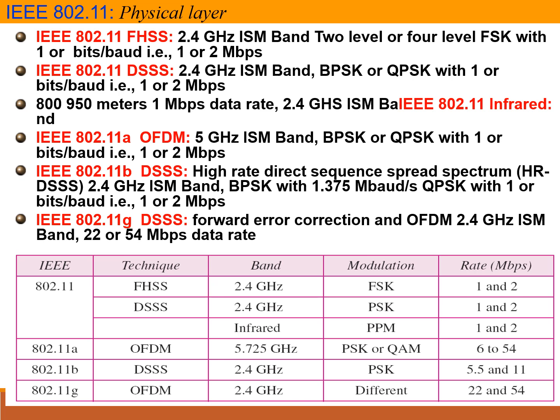For 802.11a we use OFDM in the 5.725 GHz band with PSK or QAM, at 6 to 54 Mbps. Then for 802.11g, the OFDM technique is used in the 2.4 GHz band, with rates of 22 and 54 Mbps.